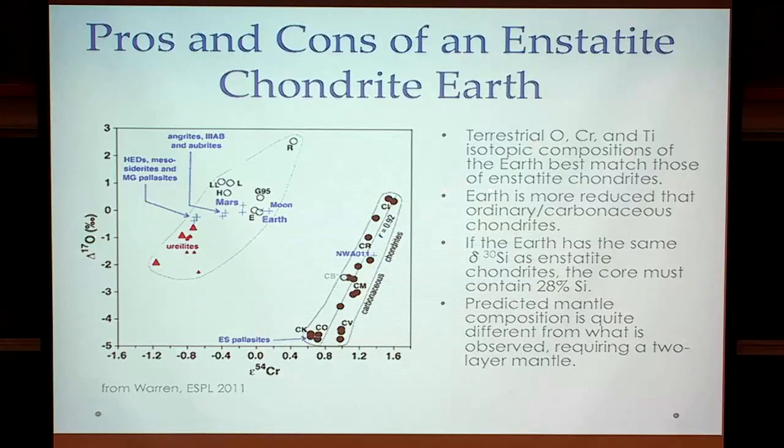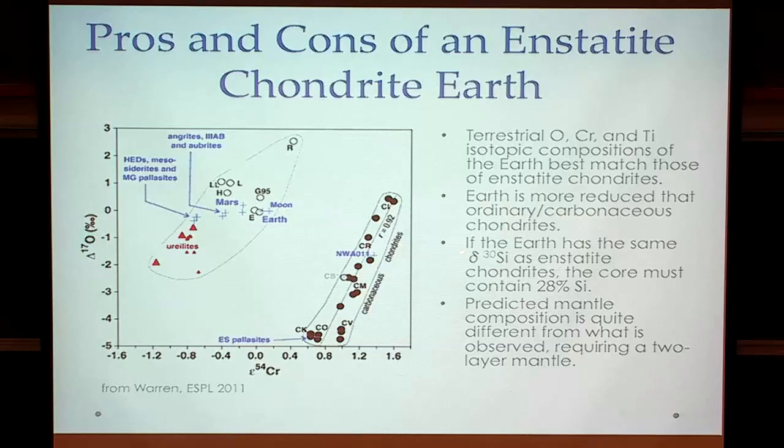The other thing is the Earth, in fact, is actually pretty reduced. We live on the oxidized surface, but on the whole, a very substantial fraction of the iron in the Earth is, in fact, metallic. It's actually a pretty reduced planet. So in that sense, we're more like Enstatite chondrites than perhaps ordinary or carbonaceous ones.